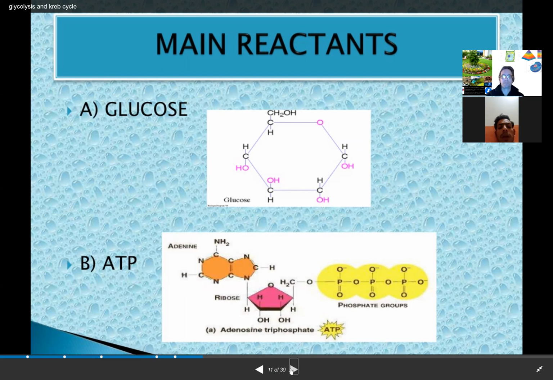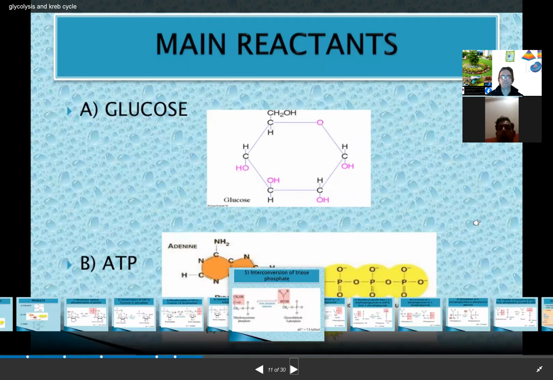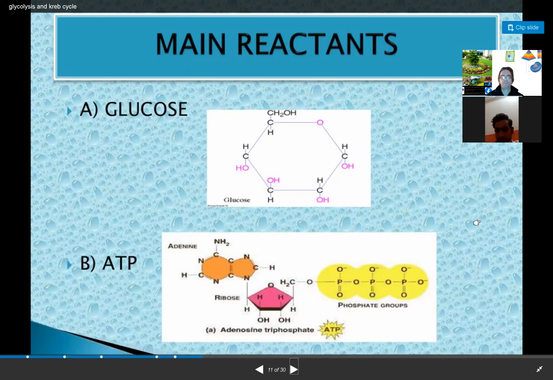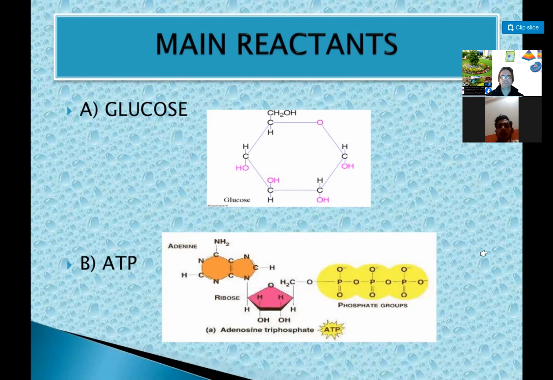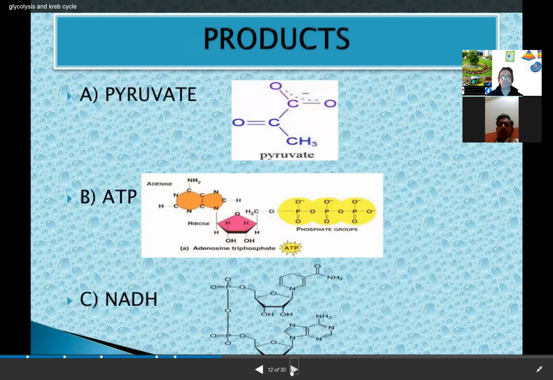After that, 2-phosphoglyceric acid is converted into phosphoenol pyruvate, and in the last step, phosphoenol pyruvate is converted into pyruvic acid, and 2 ATP molecules are also formed here. So the net gain of ATP is 2 ATP molecules. Two are used in the start. So the net gain in glycolysis is the formation of 2 ATP molecules. It's common in both aerobic and anaerobic respiration.